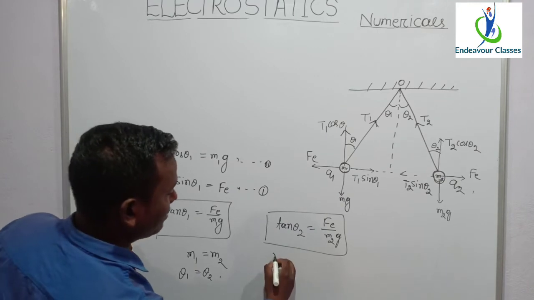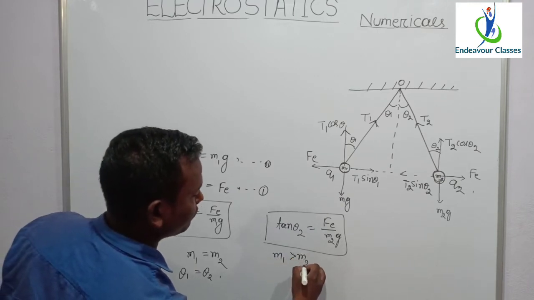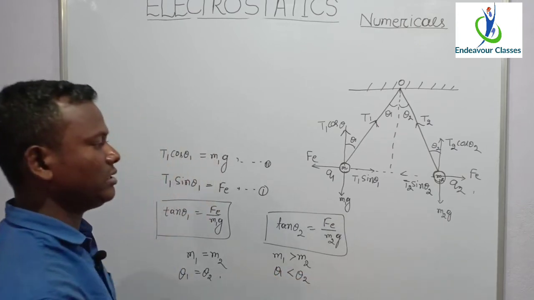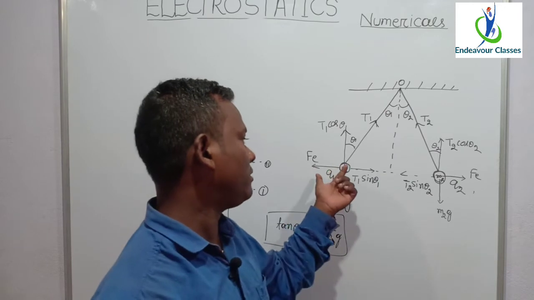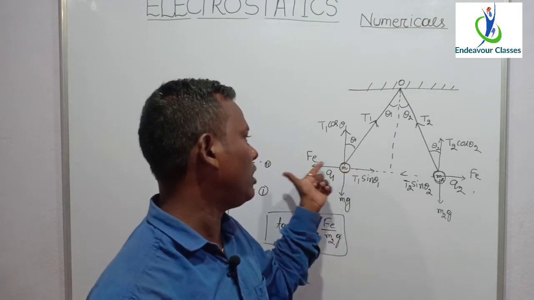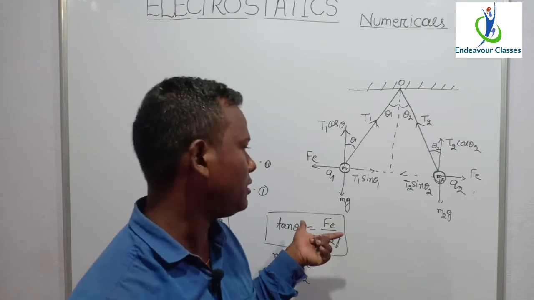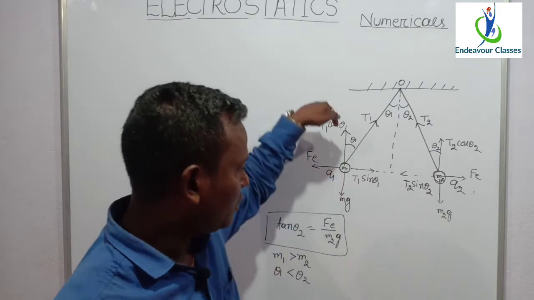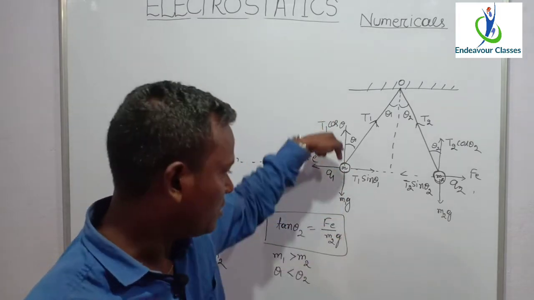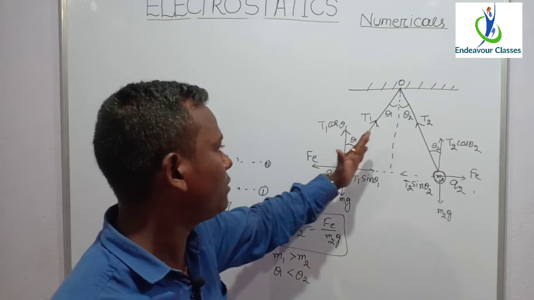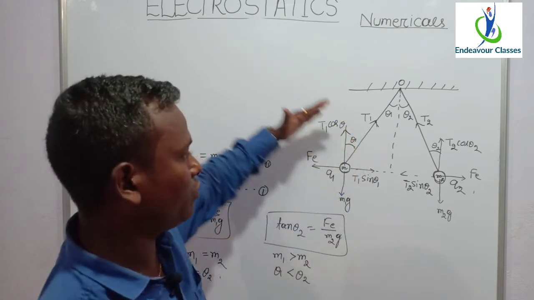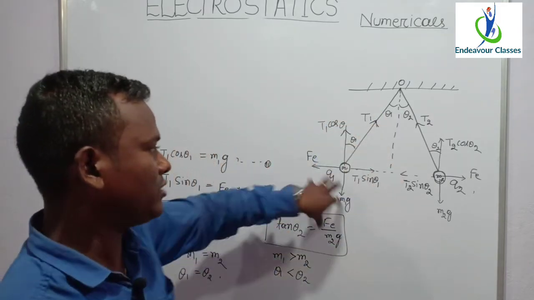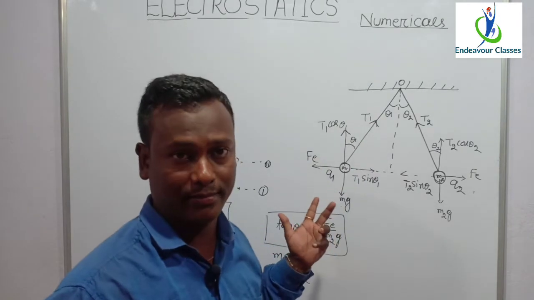Now if m1 is greater than m2, then θ1 will be less than θ2. It is quite obvious, because both are experiencing equal repulsive forces, but if this mass is greater, it will be pulled more by the earth. That means the weight will be more, so it cannot go up to a greater distance, and the angle will definitely be smaller. So if the mass increases, the angle will decrease.